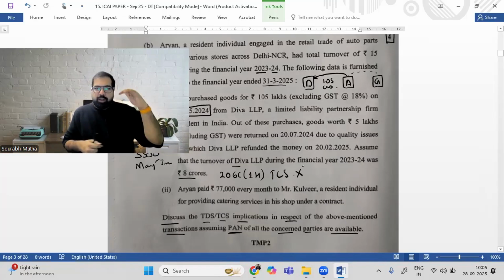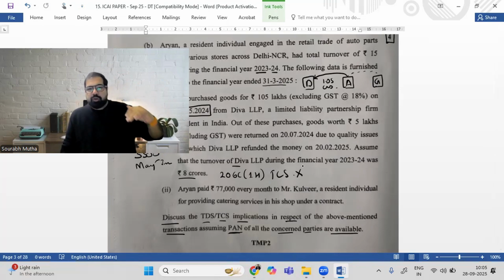So in the exam, you'll have to again give the facts. Then you have to give the law, section 194Q. You have to comment. You have to give the TDS amount. You have to talk about that in the month of July when the goods are returned, that amount of TDS you can always take credit for, because the government doesn't need your extra money. And last, you have to comment that since Diva LLP's turnover is not more than 10 crores, the TCS section 206C(1H) will not be applicable.